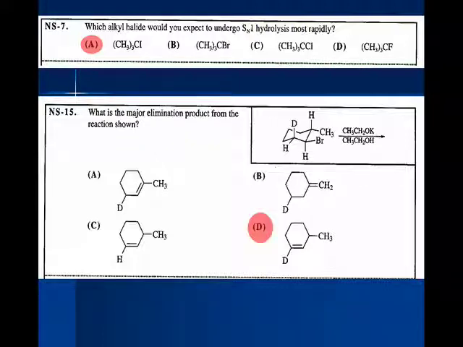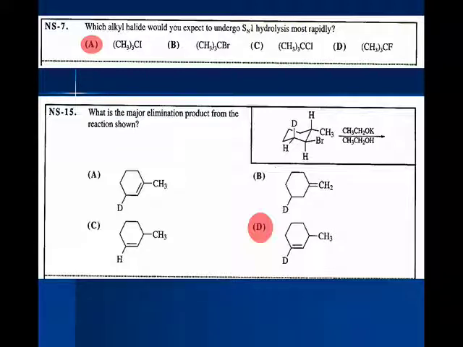Why are you wrong? What are you forgetting in an E2 elimination? How does the leaving group and the hydrogen have to be arranged? Antiperiplanar, right? Or trans, if you want to think of it that way. No matter how I ring flip this, can I ever get this hydrogen and that to be antiperiplanar to one another? I cannot. But when I ring flip this, what you'll find is that the bromide and this hydrogen are antiperiplanar to one another. And so you will eliminate here to give a carbon-carbon double bond, and the deuterium will remain. Okay?